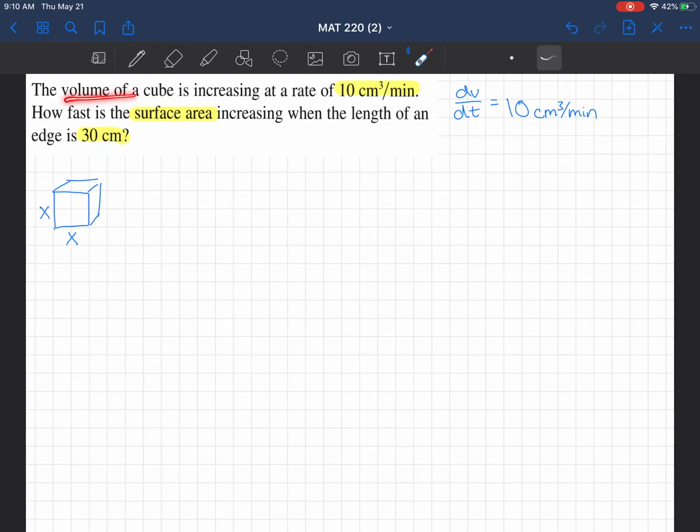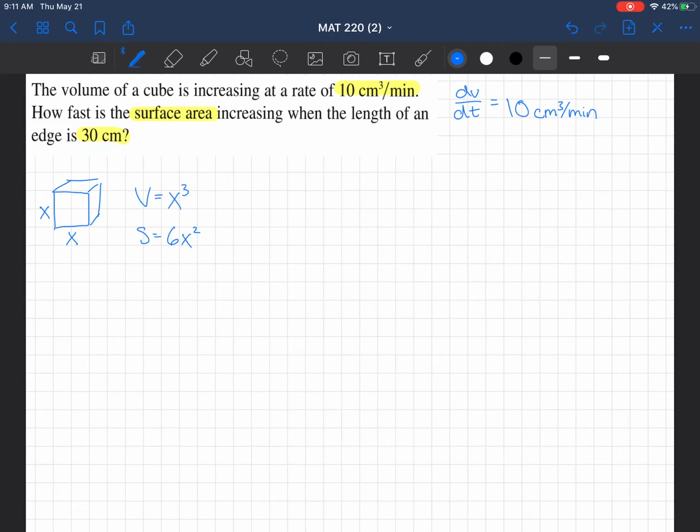Since we are dealing with volume and surface area, it's also good to go ahead and write out those equations. Our volume is going to be equal to our length times width times height, and all those values are equal to x. So that ends up just being V is equal to x cubed. And our surface area is equal to the length times width, and for each side of the cube. So we have 6 sides, and that will end up being 6x squared for our total surface area.